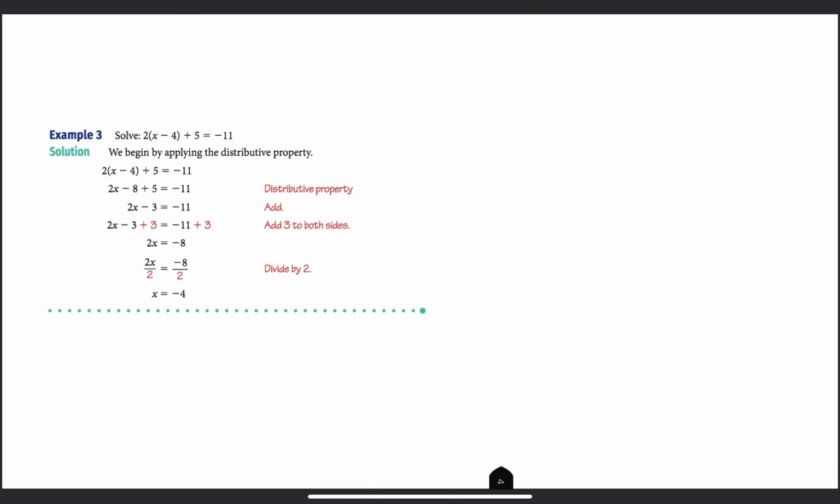Okay, let's look at another one. Again, this one just says solve. It says solve 2 times the quantity x minus 4 plus 5 equals negative 11. So this one's got some simplifying to do before I can start using the addition, subtraction, or multiplication and division properties of equality. So let's go ahead and do that.